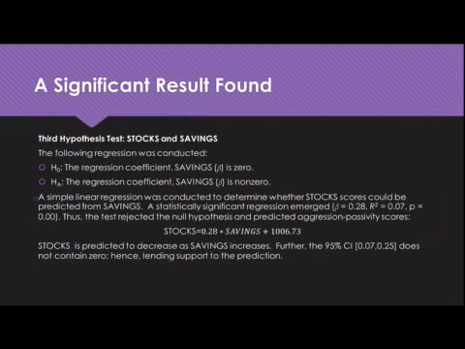A simple linear regression was conducted to determine whether stock scores could be predicted from savings. A statistically significant regression emerged. Our beta is 0.28. R squared 0.07, and our p-value is 0. Thus, the test rejected the null hypothesis.